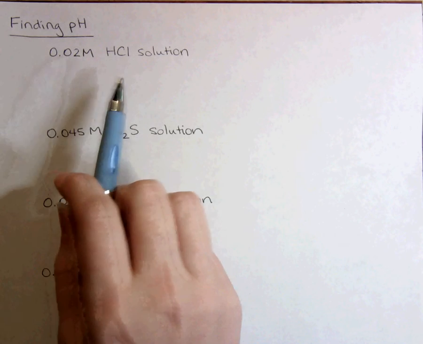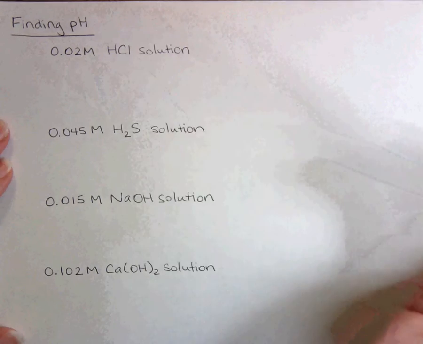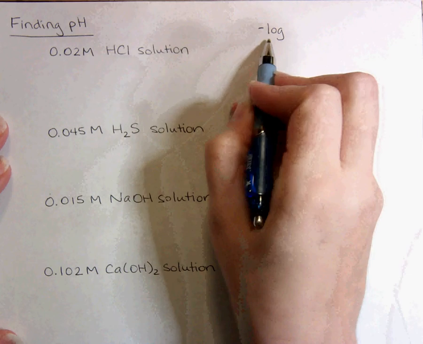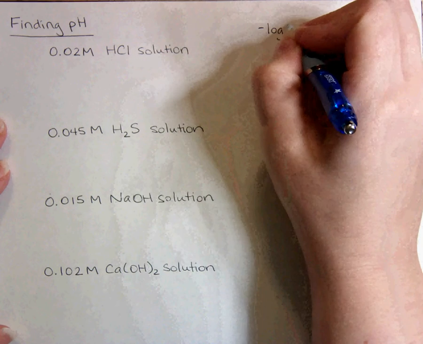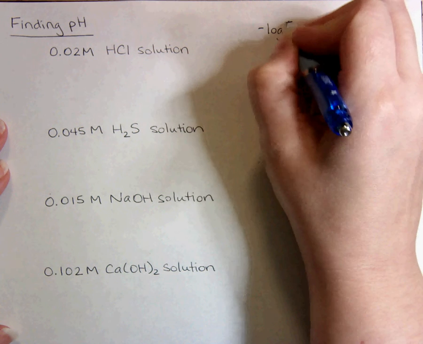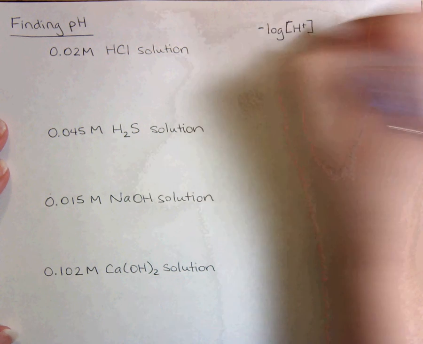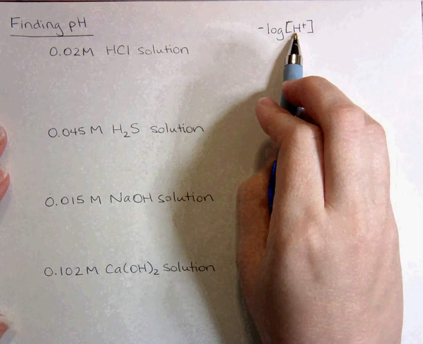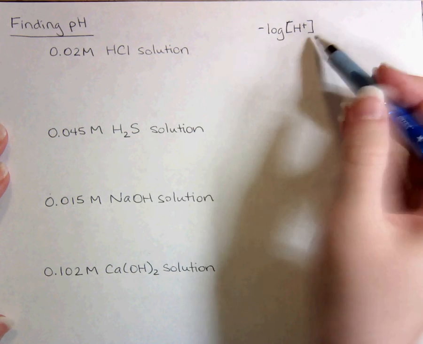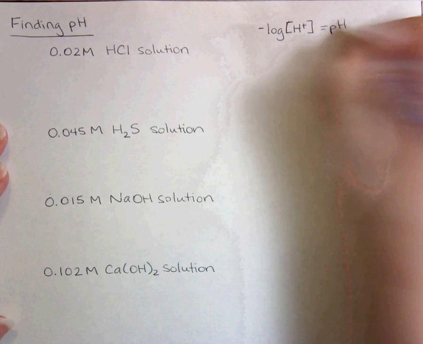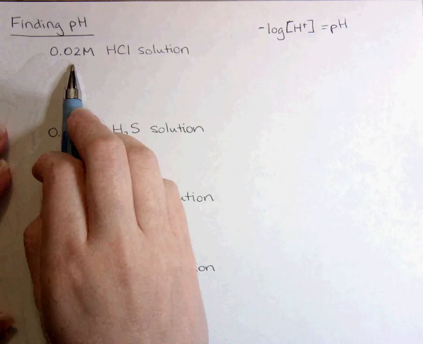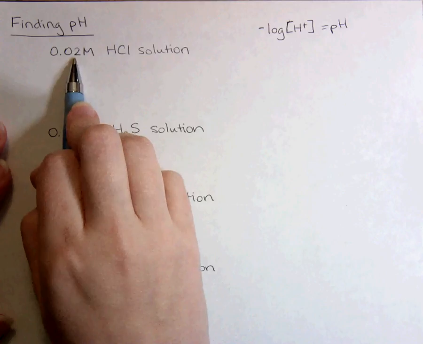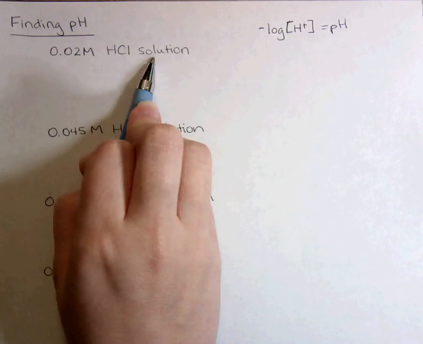So the way that you calculate pH is using this formula right here. It's the negative log, that's logarithm, of the H positive concentration of our solution. So the H positive concentration is our hydrogen ion concentration, and when I do this I get pH. So what we're going to do here is the molarity tells me the concentration of this substance in solution.